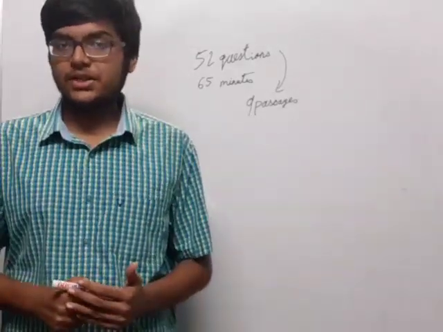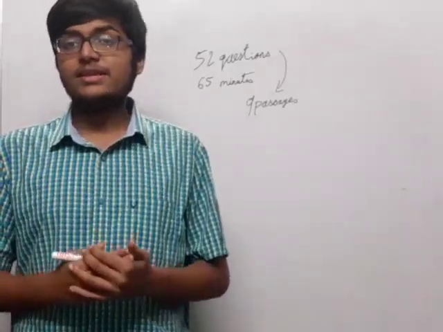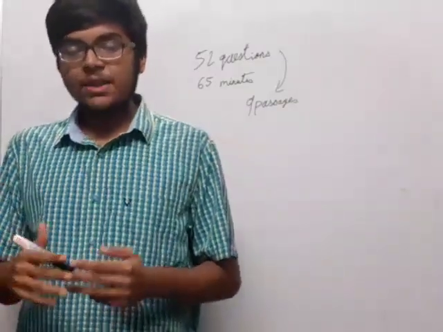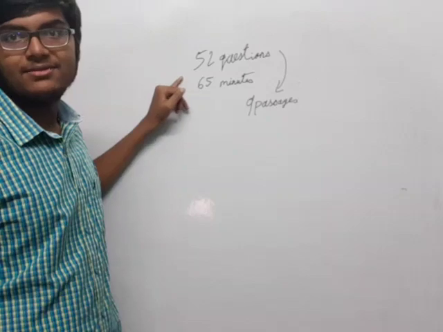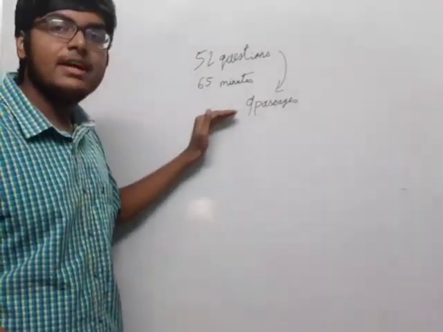Today we are going to discuss strategies for cracking the SAT English reading section. Now, in the reading section, you'll have to read a passage and answer questions based on it. You will have 52 questions in that section and you will have to solve them in 65 minutes. And these 52 questions will be divided amongst approximately 9 passages.